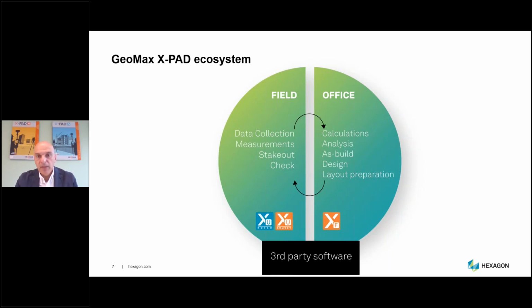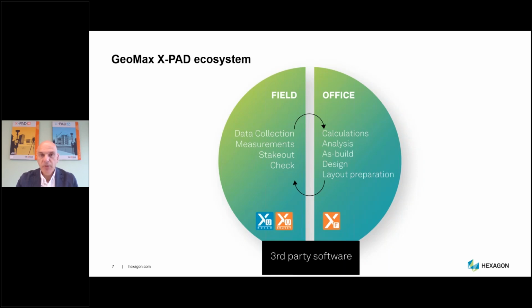On the right side, instead, we have the office. And the activities are usually calculation, analysis, as-built checking, designing new data, and preparing the data for the layout. And this part is covered by our solution XPAD Office Fusion. Of course, the two parts of the ecosystem have to continually exchange data. And for this reason, we implemented straightforward methods for direct transfer of data from the field to the office and from the office to the field.